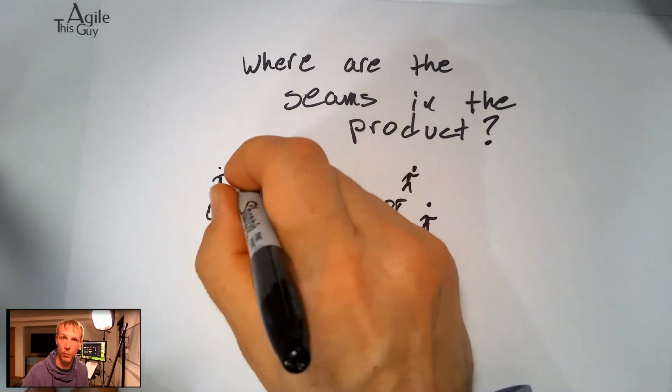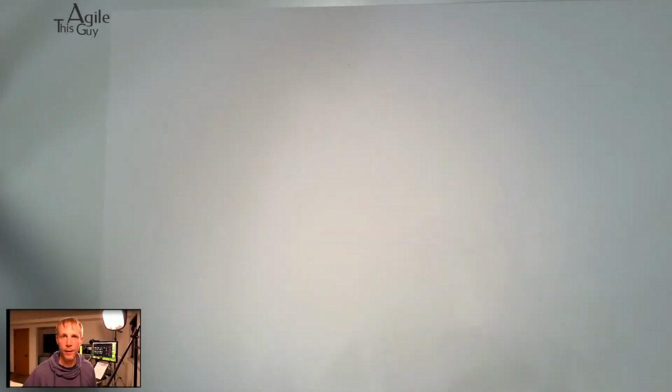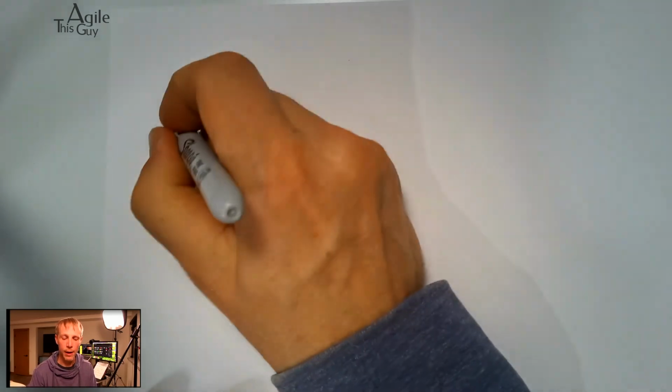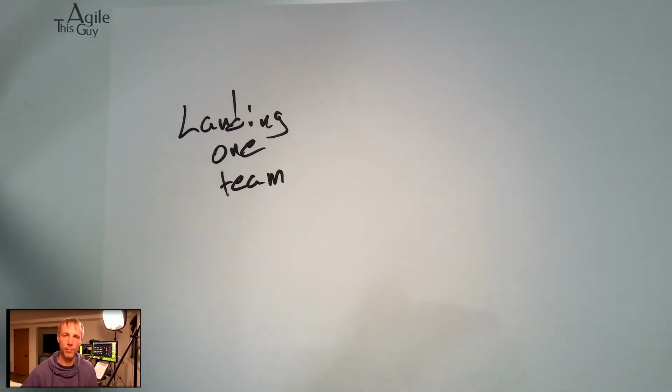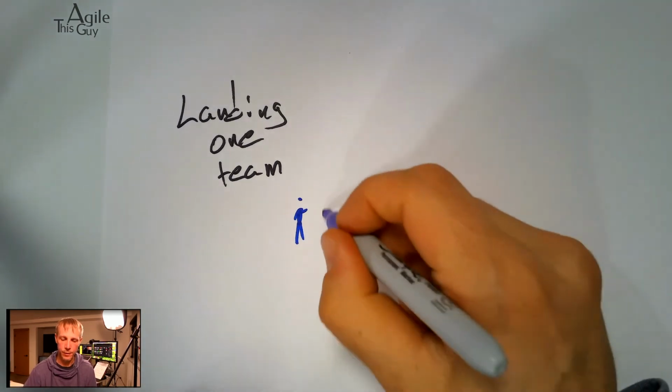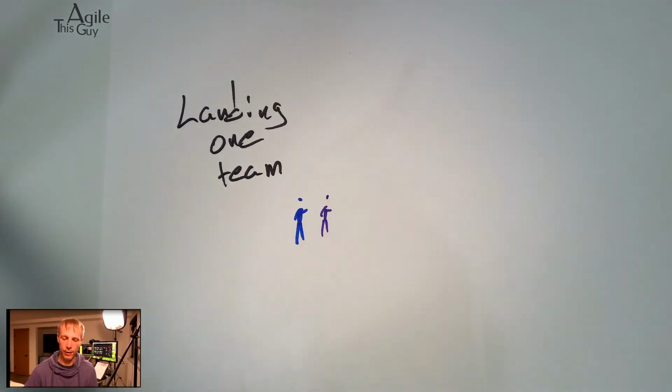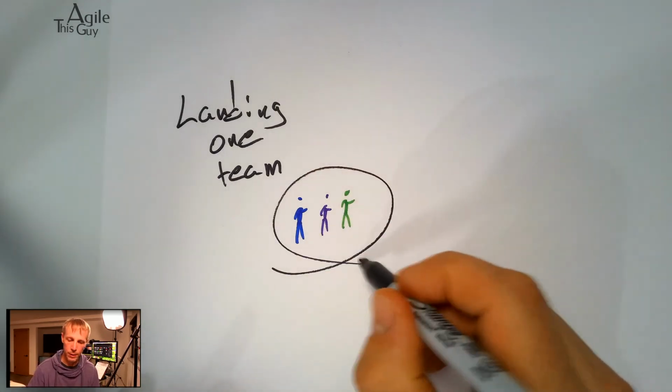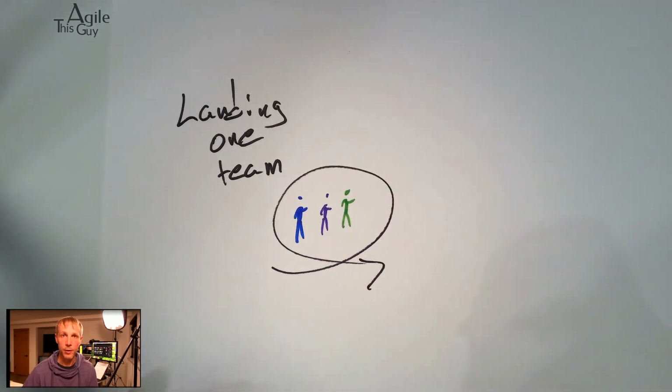Let's give this team one person too. To get going, think about landing one team and bring together enough people to create a cross-functional team and let them know as they're getting going that they will intentionally be split apart to expand further in the organization.